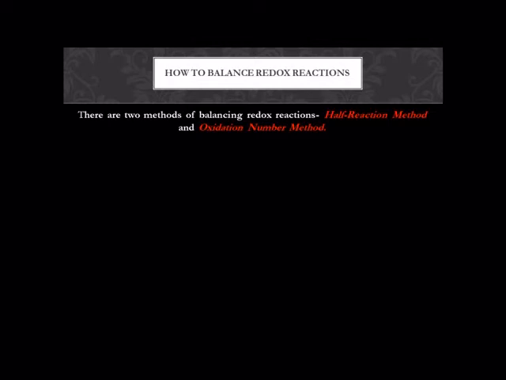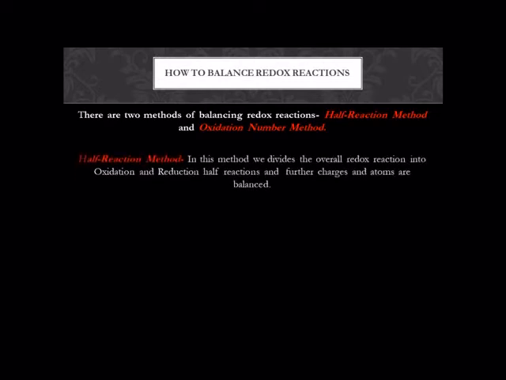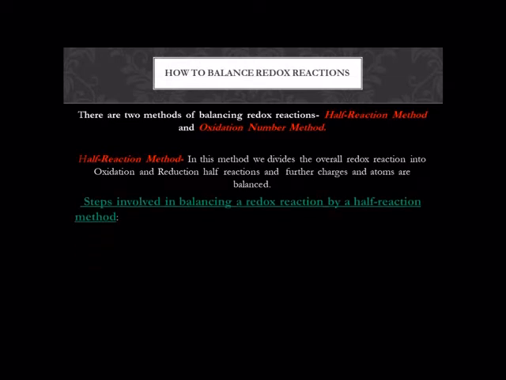So it is suitable for us to balance this redox reaction using the half reaction method. The half reaction method is a simple method where we divide the overall redox reaction into two components, the oxidation half reaction and the reduction half reaction, and further we add the charges and atoms to balance, and we also need to multiply. We'll see the steps in detail, what the various steps involved to balance a redox reaction are, and how you can balance the half reaction.